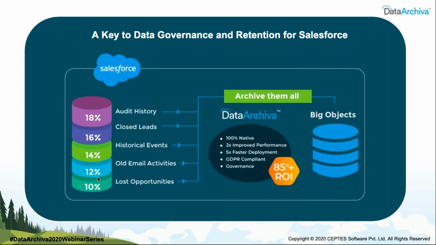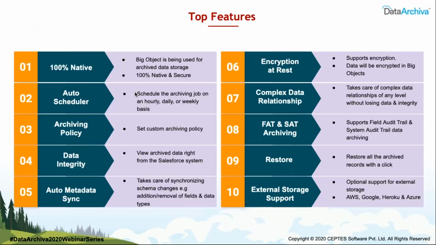If you see from a Salesforce overview, there is a lot of data just lying there unused. There is closed history, old emails, and lost opportunities. All of these are likely candidates that can be pushed into an archive system. And you should have the ability to bring those closed leads back whenever you require them for an audit or your own reporting requirements. You can also run queries on the archive data and get those reports as well.